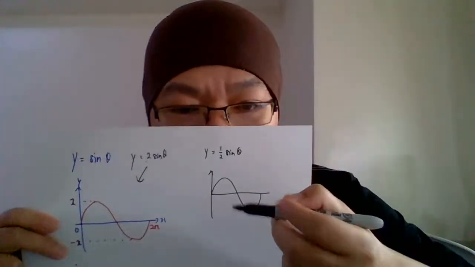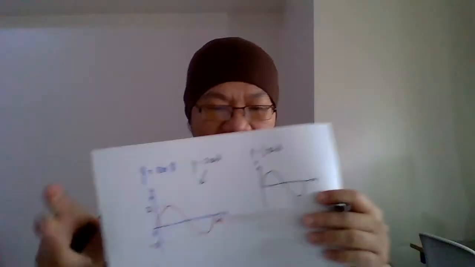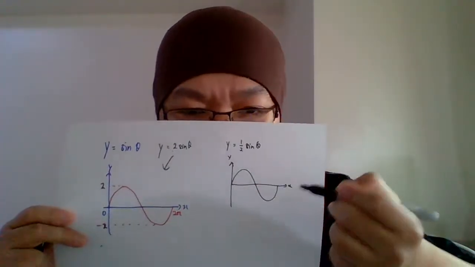Y equals half sine theta. Okay, y equals half sine theta. As usual, you need to draw the sine graph first. Okay, this is your sine graph. Okay, your sine graph. All right. I forgot labeling. Okay, y and x. So guys, the sine already done.